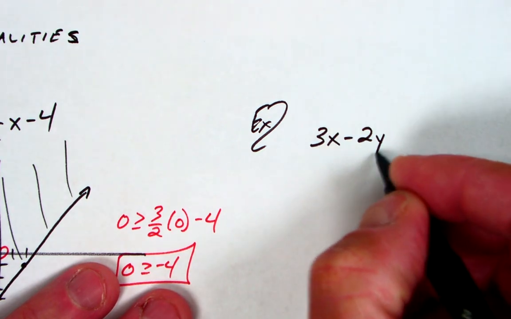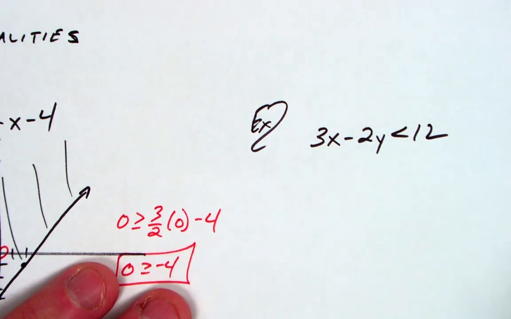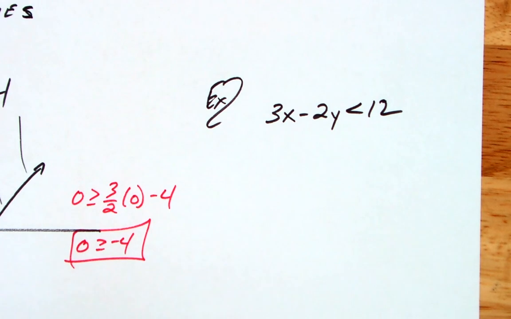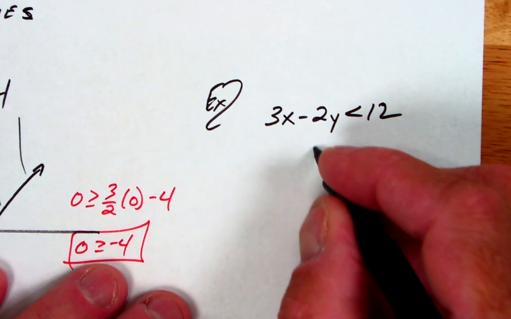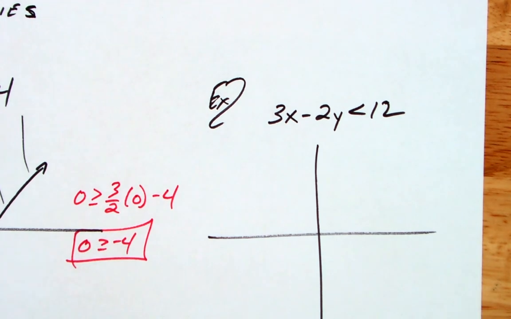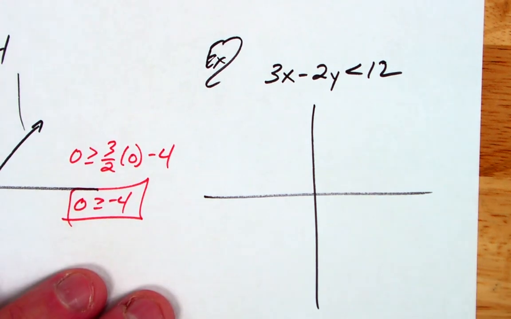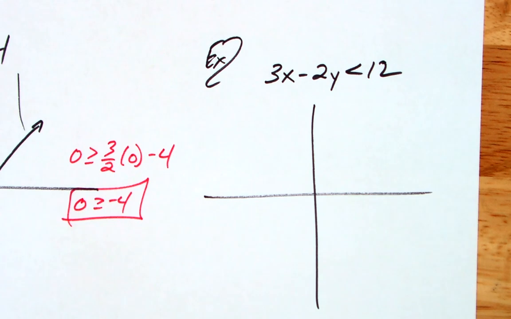3x minus 2y is less than 12. Do we have to get y by itself? No. You do not have to get y by itself. Use your skills that we've developed. Your intercepts. Anybody, what's my x-intercept? X-intercept is?